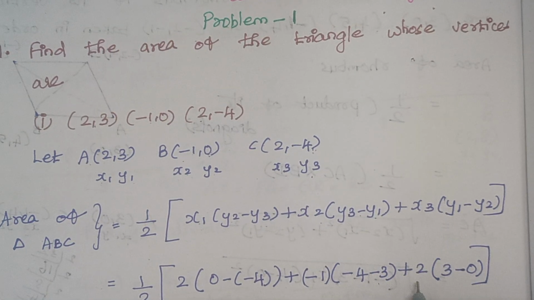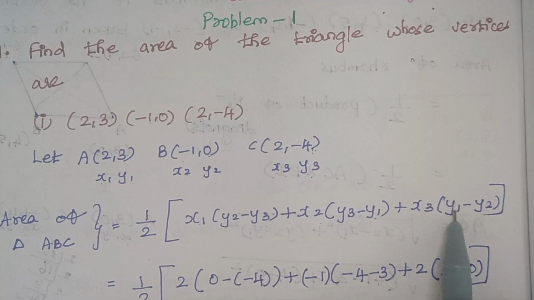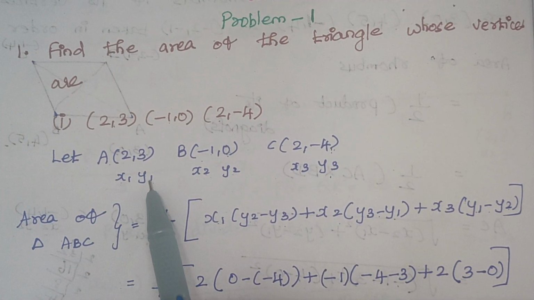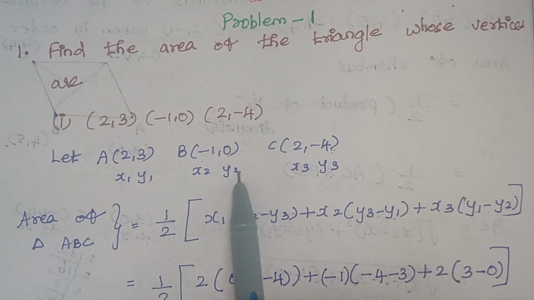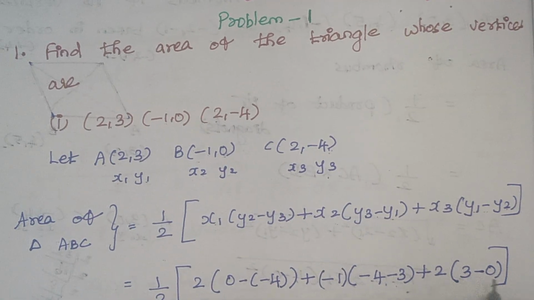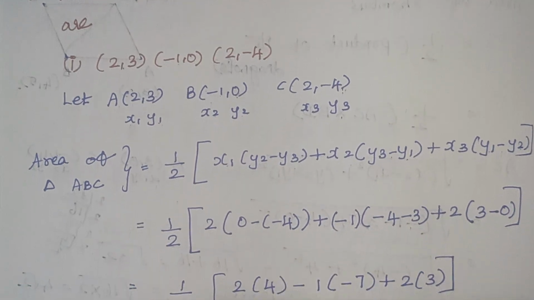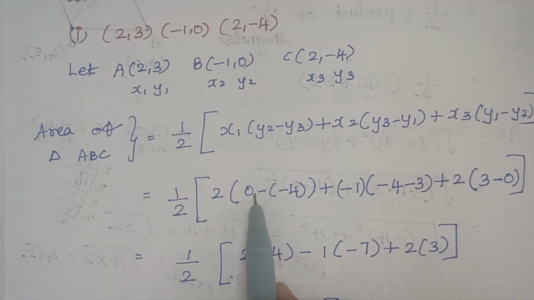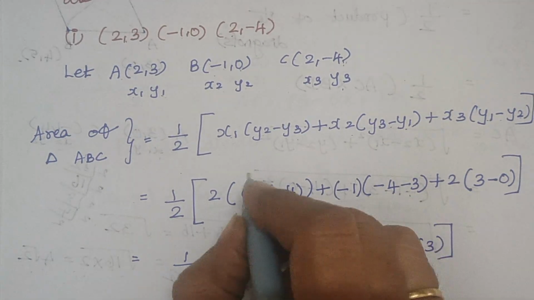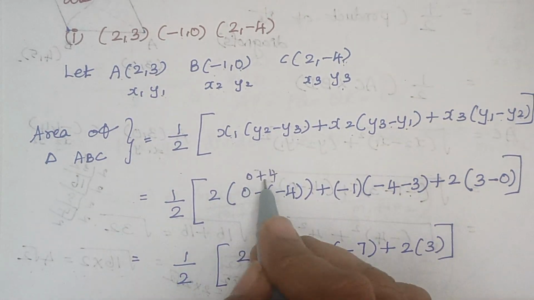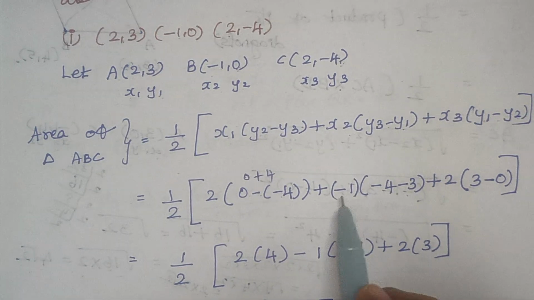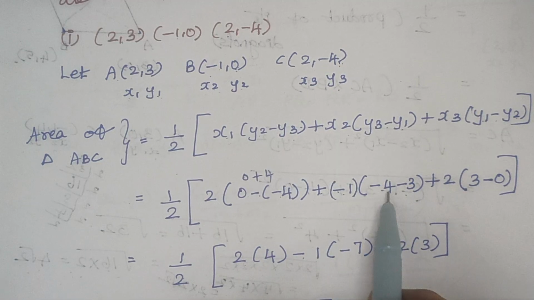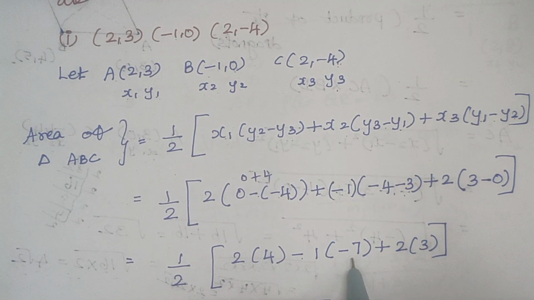Next is x3, which is 2. So 2 into y1 minus y2. So what is y1? y1 is 3 and what is y2? y2 is 0. So 3 minus 0. Right. Now we are going to simplify this. So it is half 2 into 0 minus of minus 4, which is nothing but 0 plus 4. So 0 plus 4 is 4. And again here plus into minus becomes minus, right? So minus 1, minus 4 minus 3 gives minus 7.